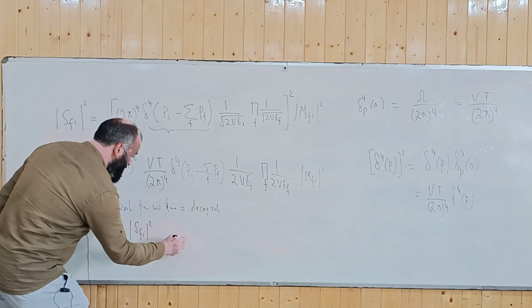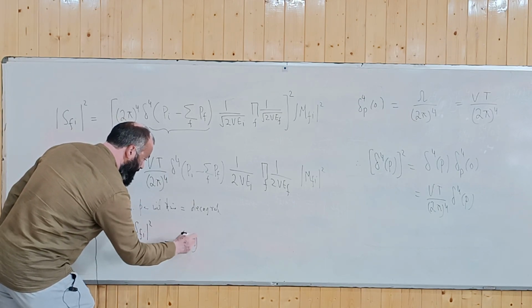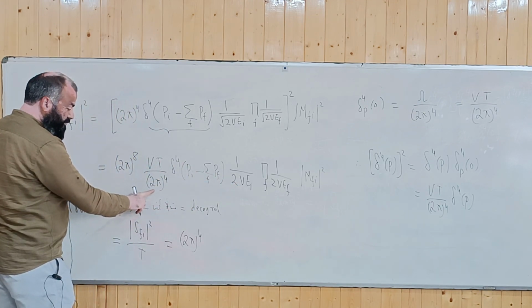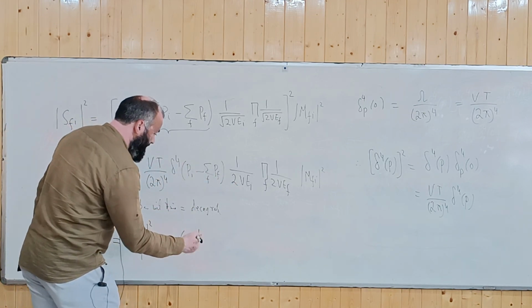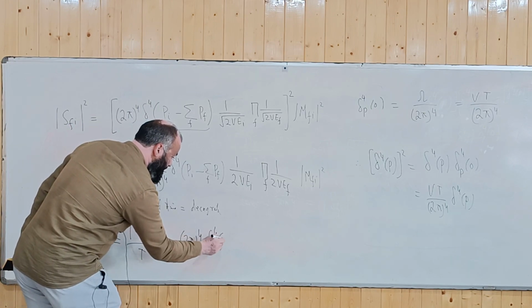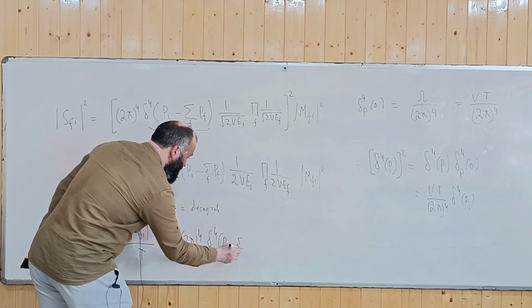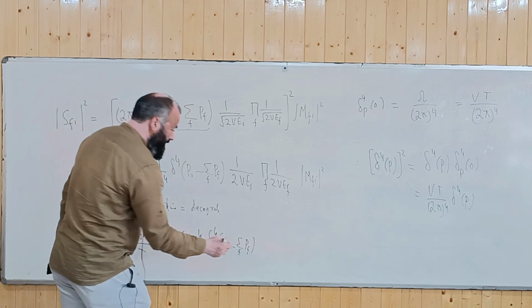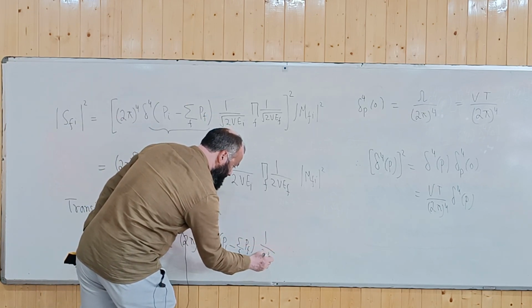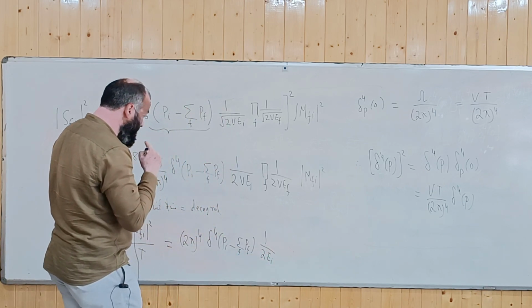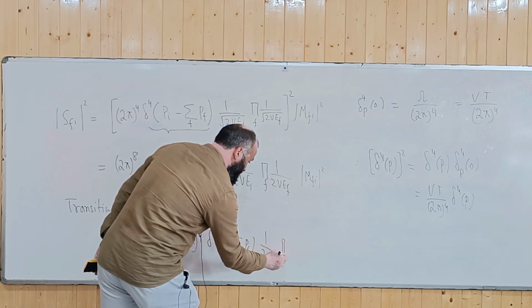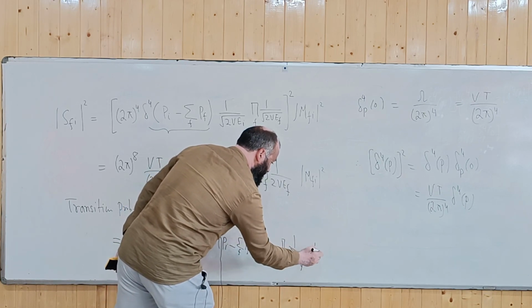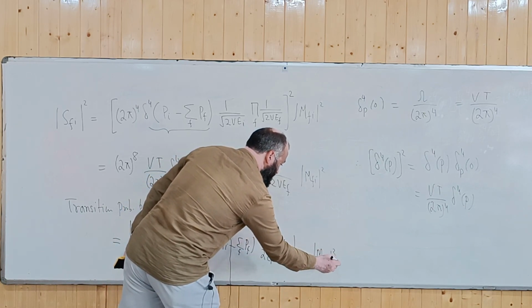So that is equal to 2 pi raised to 4. This V and this V cancel out. This 2 pi I have already cancelled. So you have this delta 4 of p_i minus summation of p_f. Then you have 1 divided by 2 E_i. Then you have the product of 1 divided by 2 V E_f, times mod of M squared.